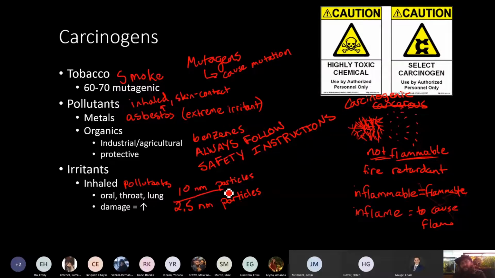Great news for all of us here in Colorado. You know what has a ton of 2.5 nanometer particles? Wildfire smoke. So it's been a great summer for increasing relative risk of cancer, let me tell you. So, you know, there's always that.